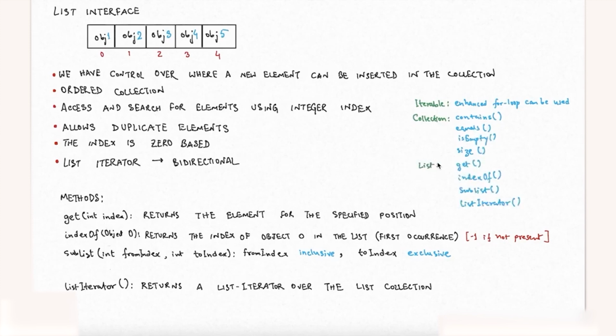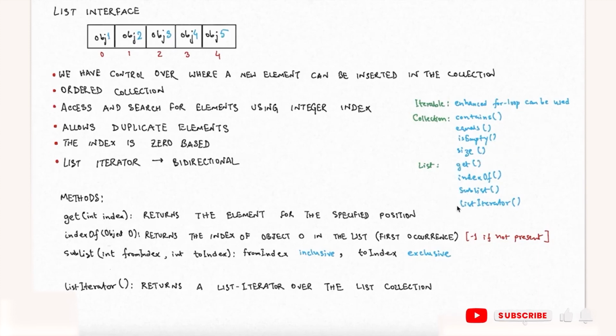And now we have the list interface that inherits from both of these interfaces. And the list interface adds some new abilities. We can get an element from a list. We can see the index of an object. We can slice out a sublist from the list. And it also allows us to use a list iterator. So this is how a structure is forming.